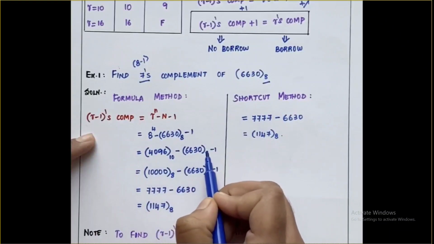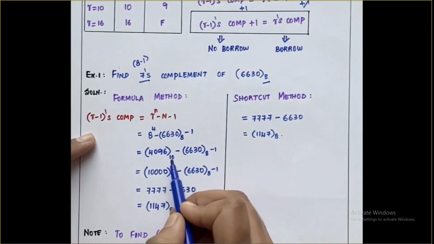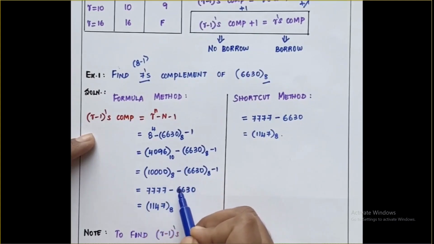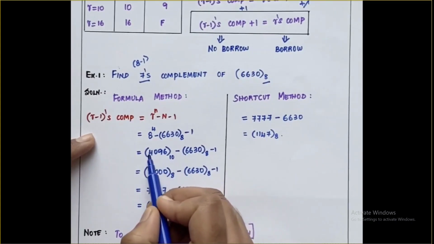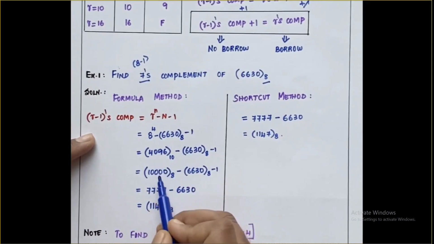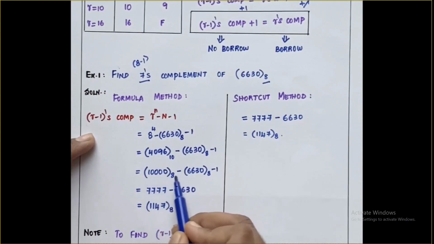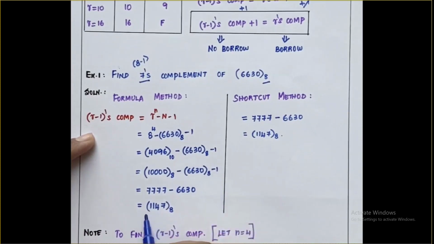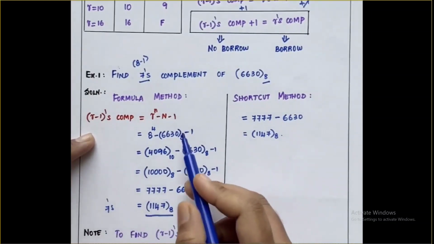Now we have to either convert octal to decimal or convert this decimal into octal. So we can convert this decimal into octal first. So 4096 will have the equivalent octal value as 1 followed by 4 zeros. We have seen the conversion in our earlier topics. Minus 6630 minus 1. Now let us perform the octal subtraction, which gives the answer 1147 to the base 8. So the 7's complement for the given number is 1147. So this is the formula method.